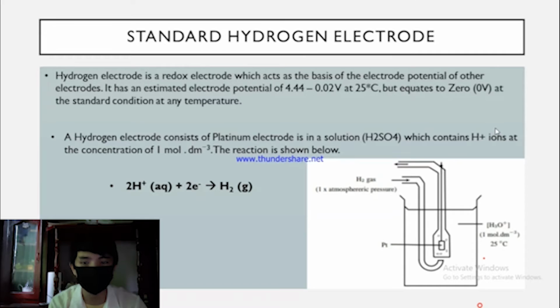Standard hydrogen electrode. The hydrogen electrode is a redox electrode which acts as the basis of the electrode potential of other electrodes. It has an estimated electrode potential of 4.44 ± 0.02 volts at 25 degrees, but equates to 0 at the standard condition at any temperature. This hydrogen electrode just bridges the ability of scientists to measure the electrode potential of other electrodes. So a hydrogen electrode consists of a platinum electrode in a solution of hydrogen sulfate which contains H+ ions at a concentration of 1 mole per decimeter cubed. The reaction is shown below.